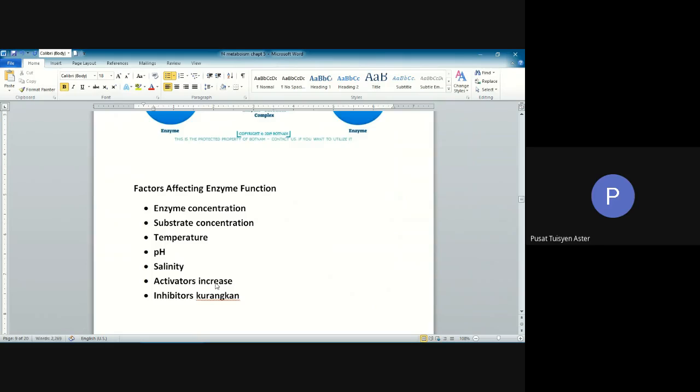So now let's look at salinity. Anyone know what the salinity means? Okay, so yang kita tahu salinity adalah dia punya salt concentration.